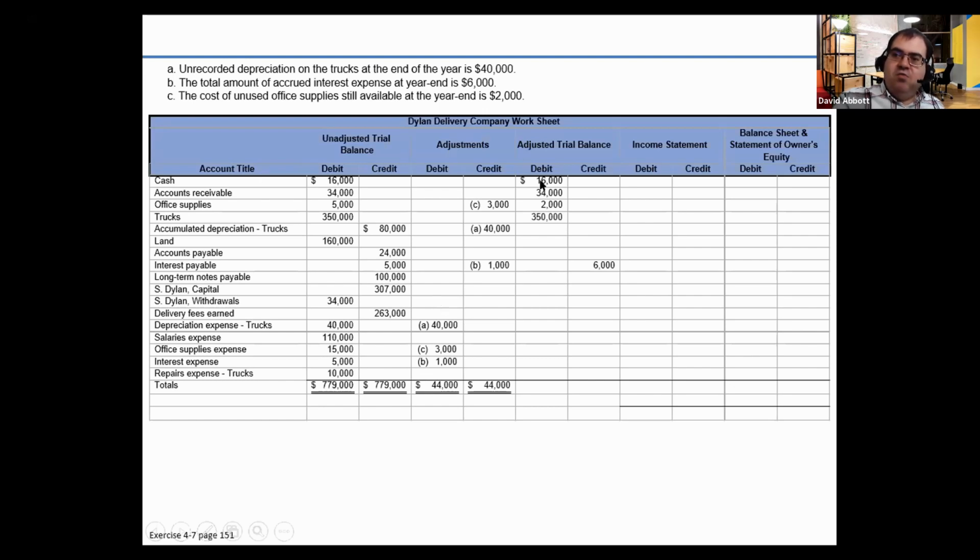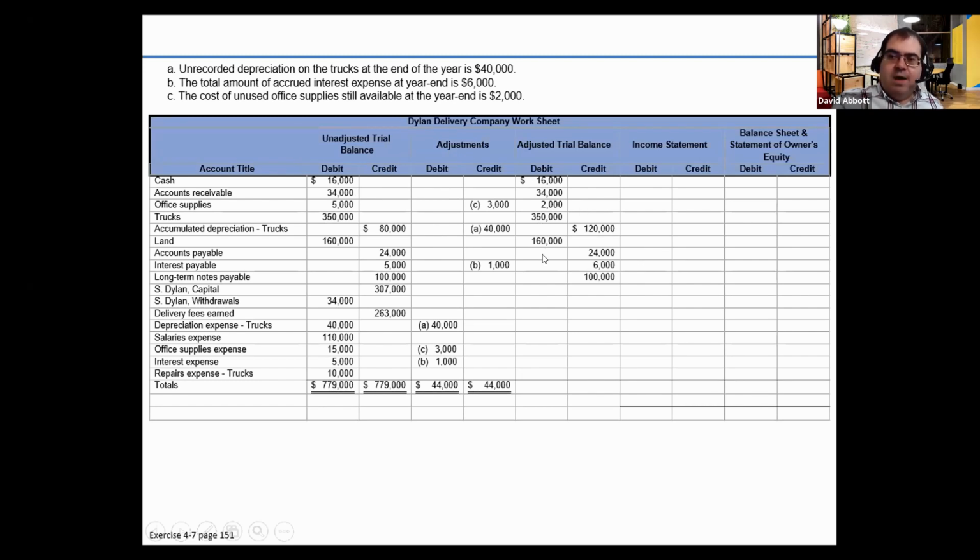So then what we can do is just go ahead and carry the other ones over. So cash, we'll just carry that over as a debit. Accounts receivable, we'll carry that over as a debit. Office supplies is what we already adjusted. The amount for the trucks, we'll bring that over. And since we added a credit and a credit, it's still a credit. So 120,000, that's the accumulated depreciation on the trucks. And we'll carry over the land, the debit.